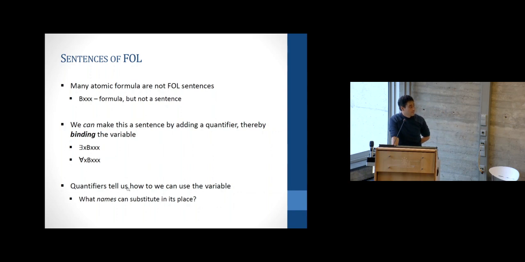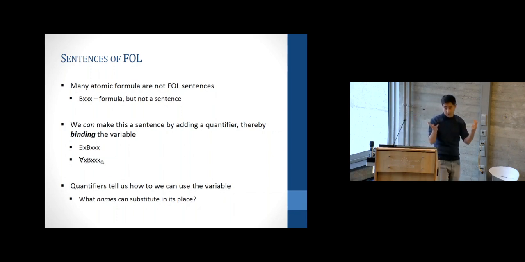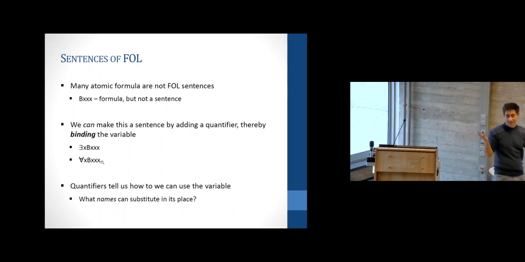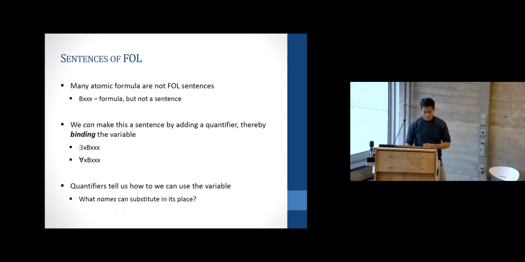A quantifier tells us how we can use the variable. Basically, what names can we substitute in the place of the x? For all says all names. And exists says there is at least one name you can substitute to get a true sentence.